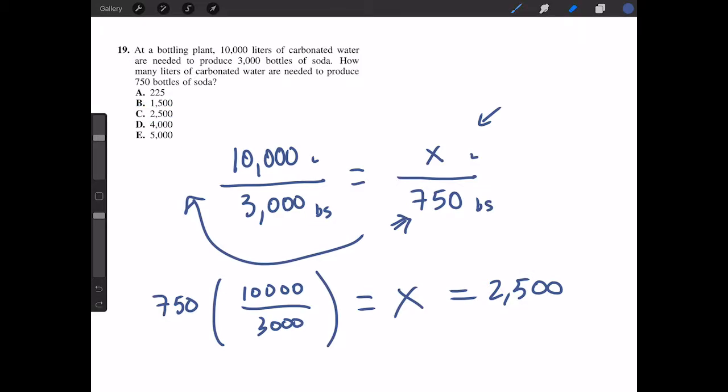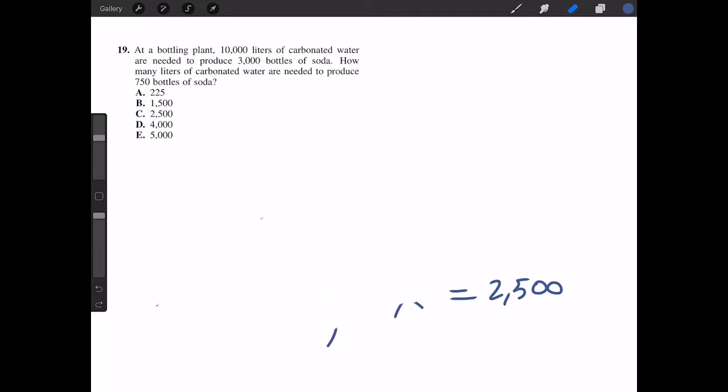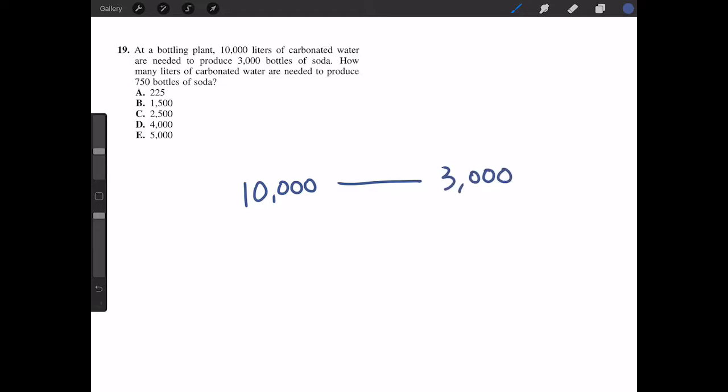Now I mentioned that there were a couple of ways. We can also do what's called the rule of 3, which also involves ratios or proportions. We take the 10,000 liters of carbonated water, and this produces 3,000 bottles of soda. Now, if we want to know how many liters of carbonated water we need for 750, it sets up like this.